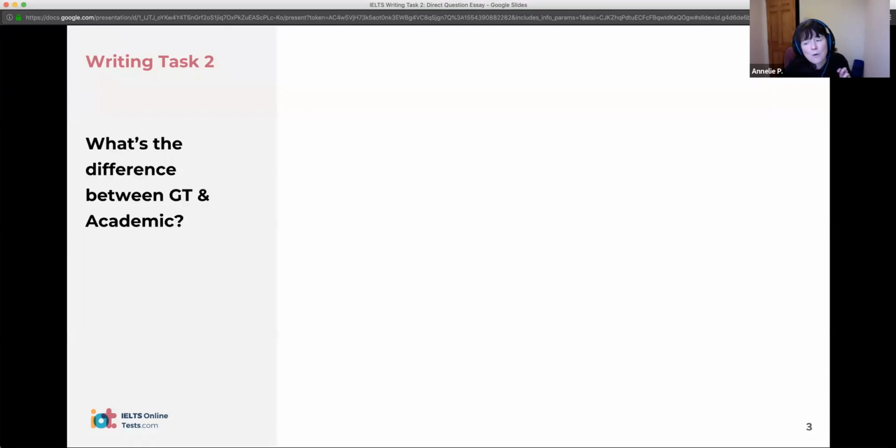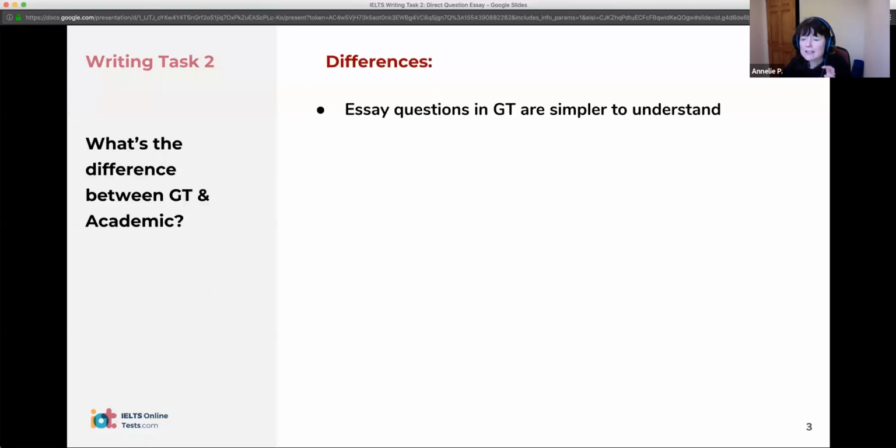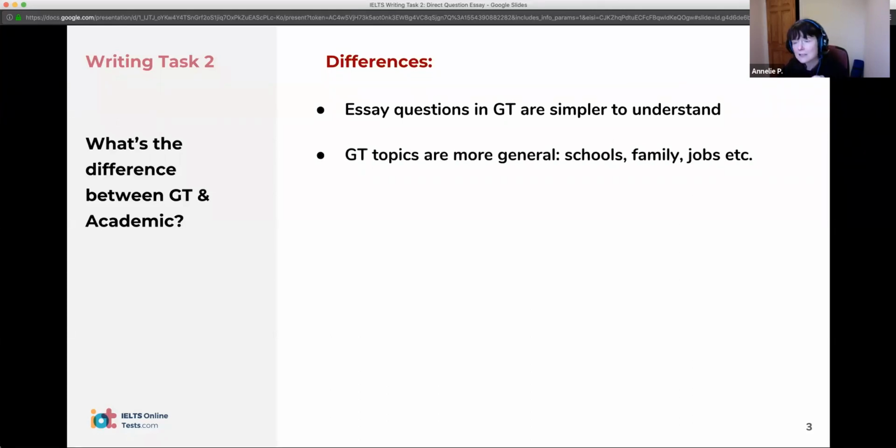Okay, it's the task 1 in the general training which is a letter. Both of the task 2s are essays. It's a bit more of a specific difference. We're not quite sure here, so let's have a look. Generally in general training, the questions are phrased more simply, and also the topics are more general. Whereas you can get a very, very specific type of question in the academic. Generally, it's going to be more on the area for the general training. But there also are probably more similarities than there are differences.